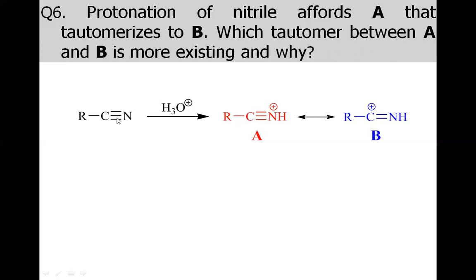We know that this nitrile, upon protonation, will have the positively charged nitrogen, and we will have this tautomer A. But this pi bond may be broken, and this pi electron density will shift towards this electron deficient nitrogen to give a neutral nitrogen. In doing so, the carbon will become electron deficient, generating the positive charge. So in one case we have the positive charge on nitrogen, in the other case we have the positive charge on carbon.